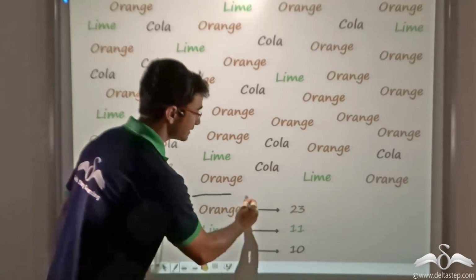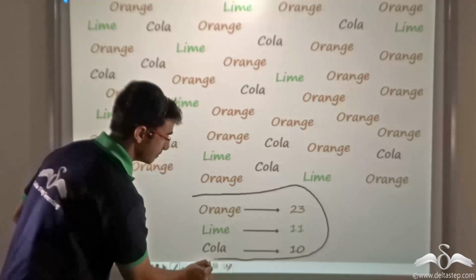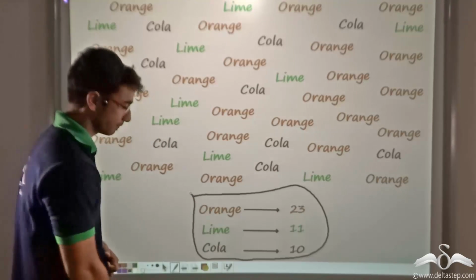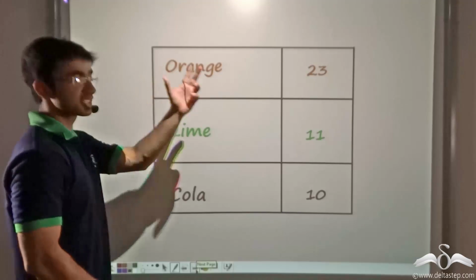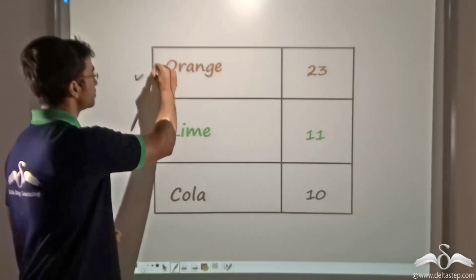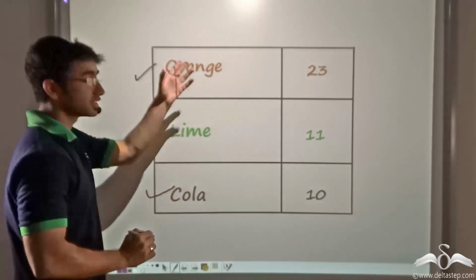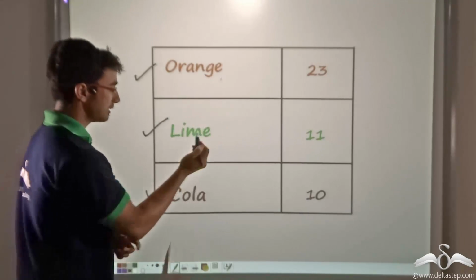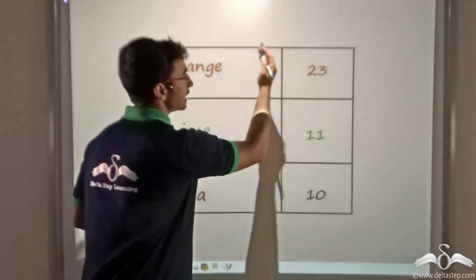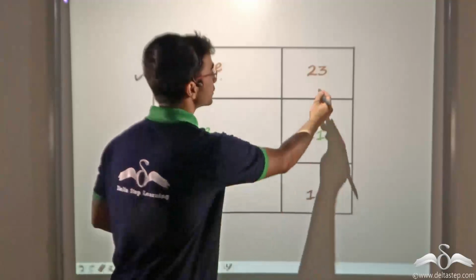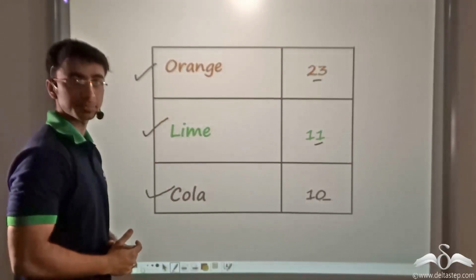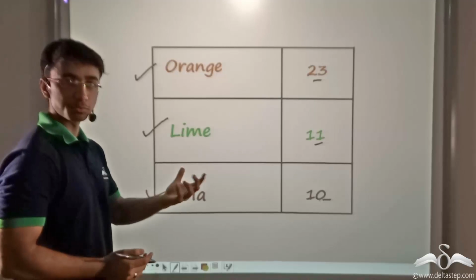So after getting this data, the employee proceeds to represent this data in a tabular format. So he constructs a table, writes the preferences of the three beverages that the company wants to launch: orange, lime, and cola. And adjacent to those, he writes down the number of people who have opted for each of the three flavors. And this he presents to his boss.